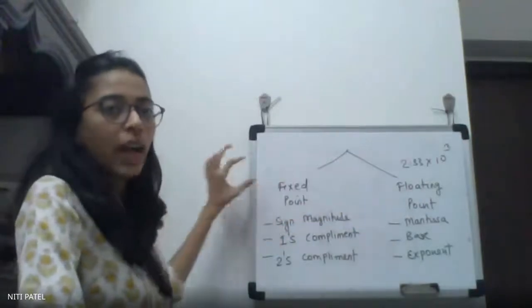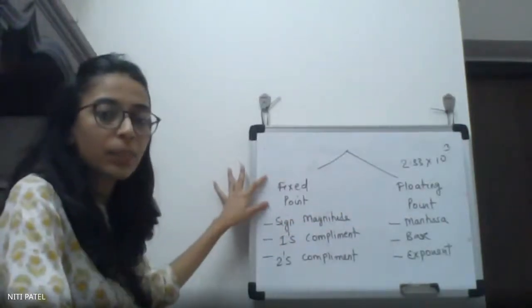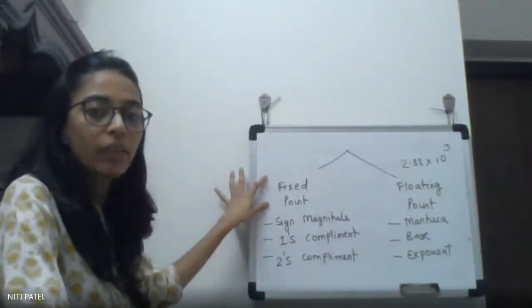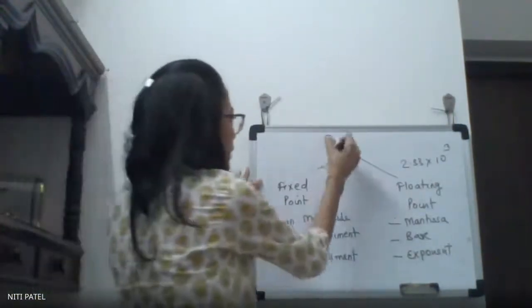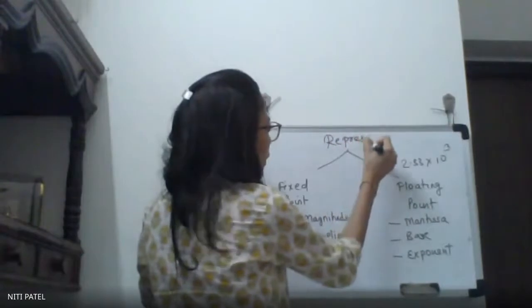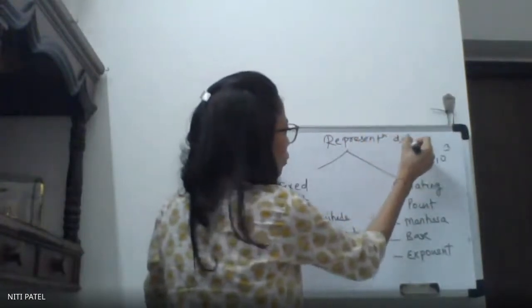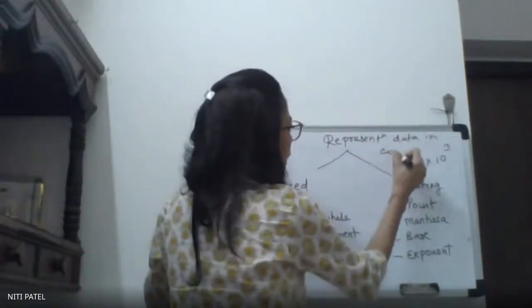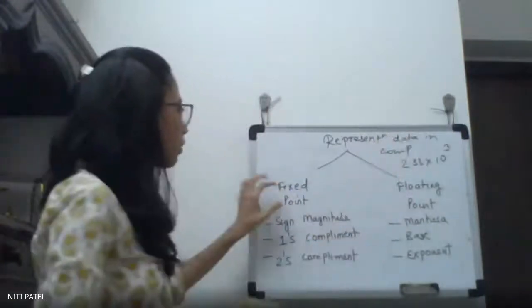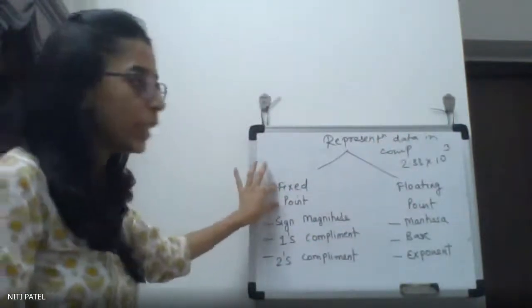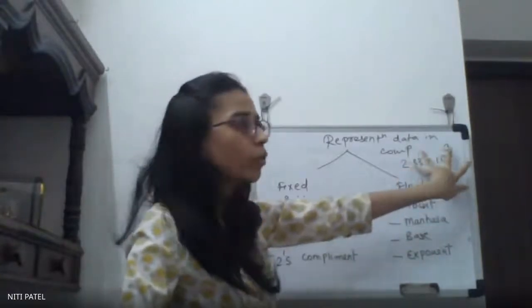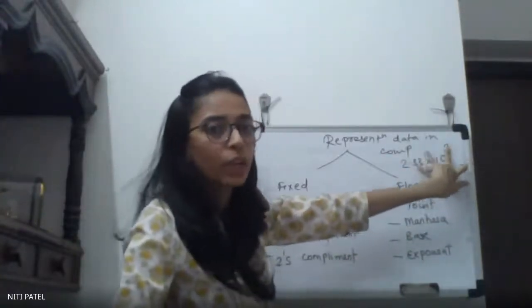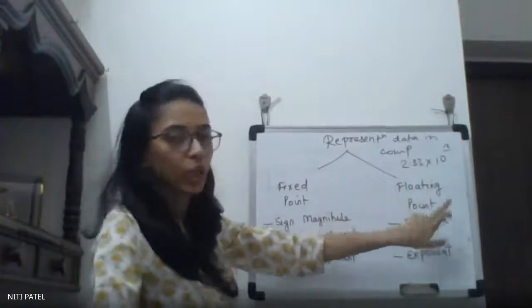And if at all I want to understand the system, whether it is a positive or negative number, I make use of fixed point representation. So these are the two ways in which we can represent data inside the computer. To represent positive and negative numbers, we make use of fixed point, and to represent floating numbers along with some base and exponent values, we make use of floating point.